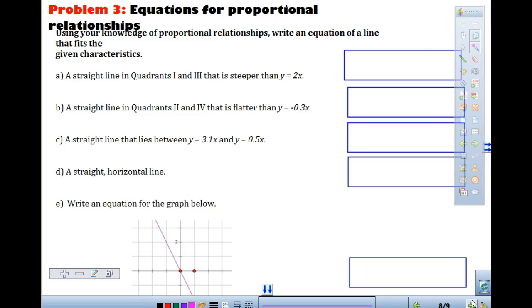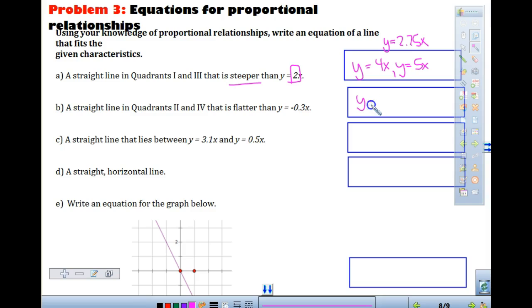This next one says a straight line between 3.1 and 0.5. And then the last one is for a straight horizontal line. So I'm going to let you start writing. You need to write some down before I put mine up. I'm not going to pick a line that is flatter than -0.3.